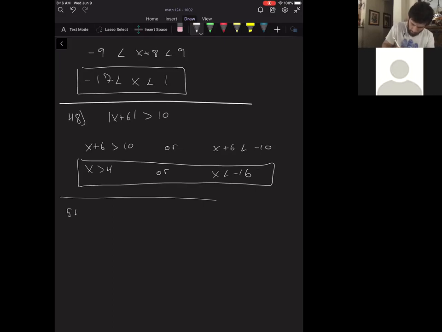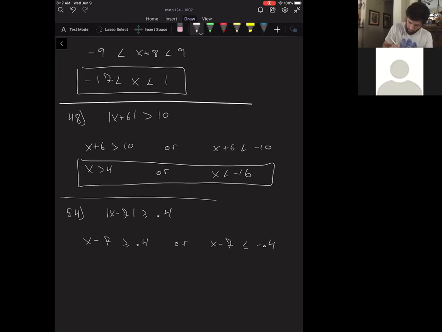54. So x minus 7 is bigger than or equal to 0.4. So again, this is the situation where the absolute value is bigger than something. So we have the inside, x minus 7. x minus 7 is going to be bigger than or equal to 0.4, or x minus 7 is going to be less than or equal to minus 0.4.